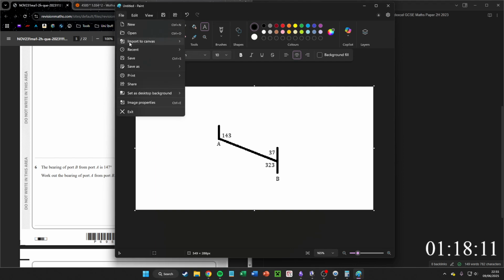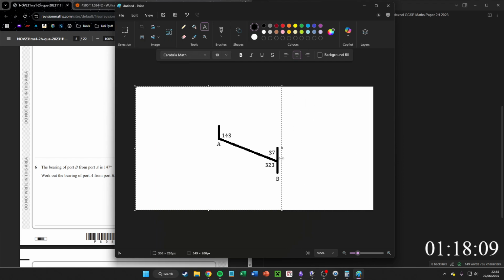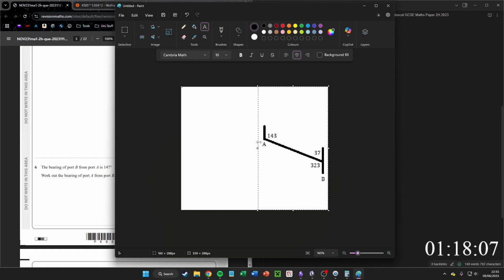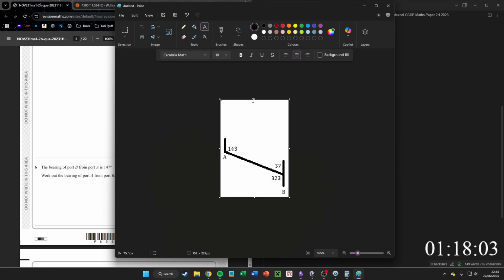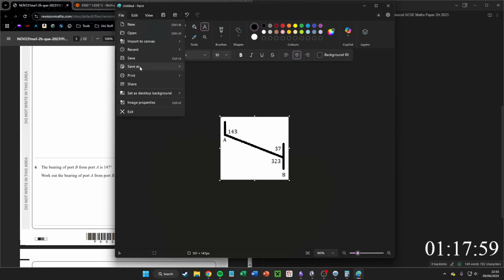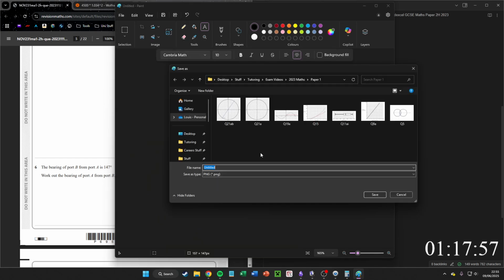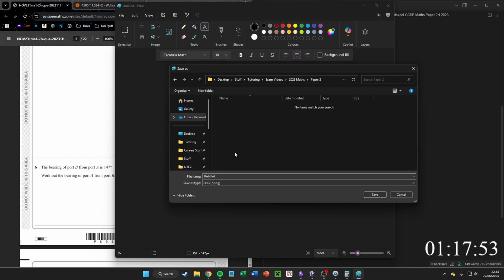I will save this diagram, but I should also write down a little bit of reasoning. It's important, just a little thing there, that 143 and 323. So with bearings, I don't have that much experience with them, but it seems that you can't always just do one calculation maybe, and there we go. This is question 6.